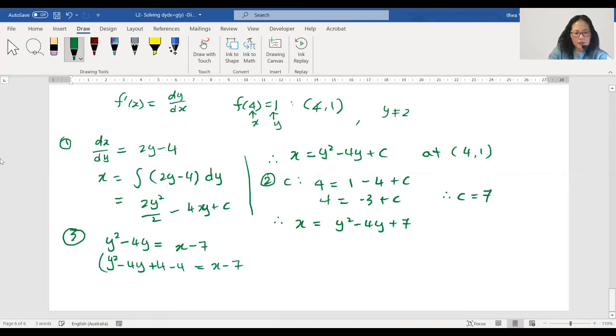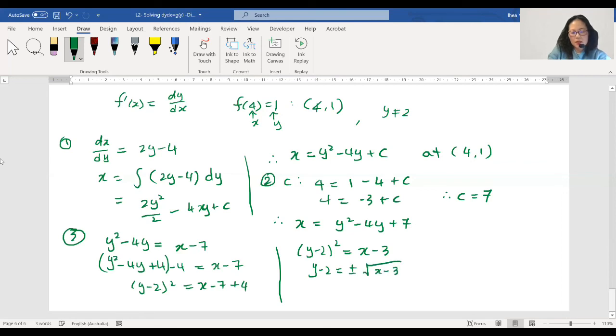And I'm going to break this one because that's my perfect square there. So it'll be y minus 2 squared. And I'm going to take this minus 4 to the other side. It becomes 4. So I have y minus 2 squared equals x minus 3. All right, that looks pretty good to me. So y minus 2 equals plus or minus root x minus 3. And then I'm going to do plus 2 on both sides. Then I will have 2 plus or minus root x minus 3.